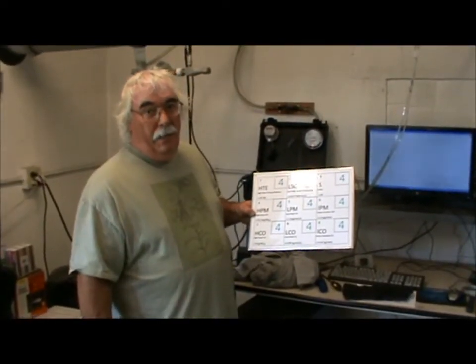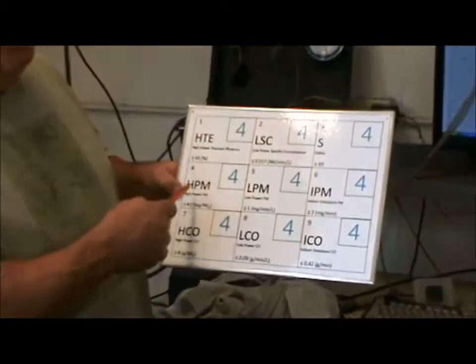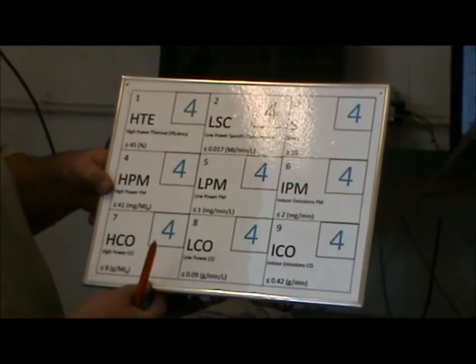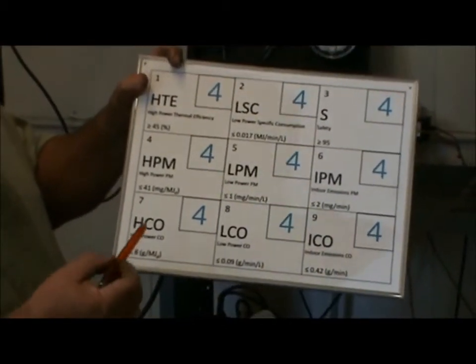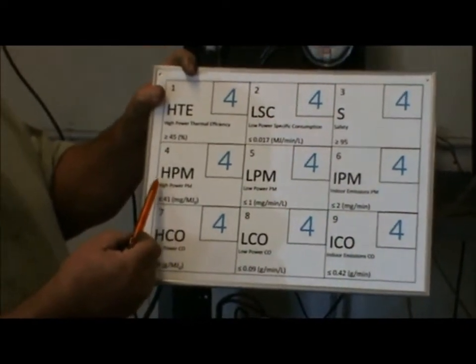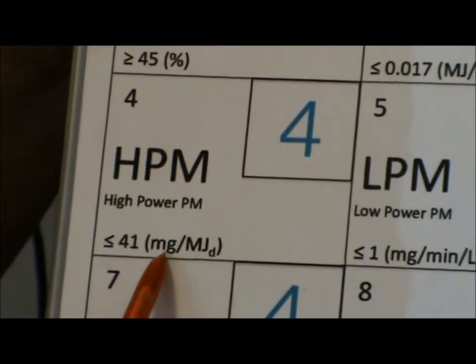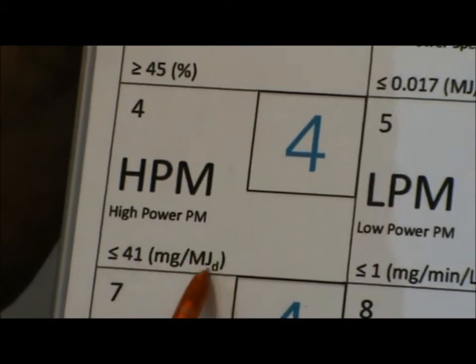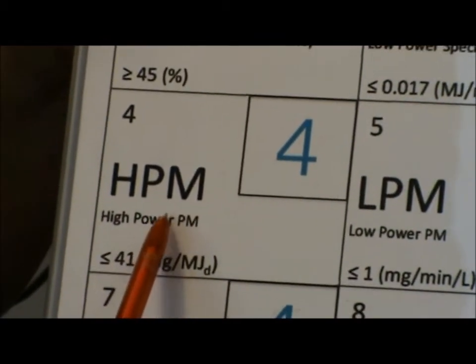The IWA metrics, there's 9 metrics that we look at when we're trying to evaluate a stove. And it's pretty interesting. If you haven't looked at this closely before, you can see that high power PM is milligrams per megajoule delivered. And so that's how we mathematically derive high power PM.